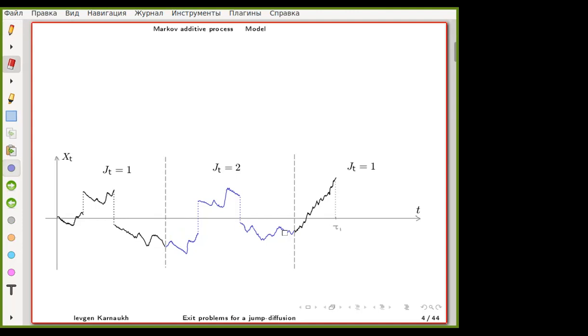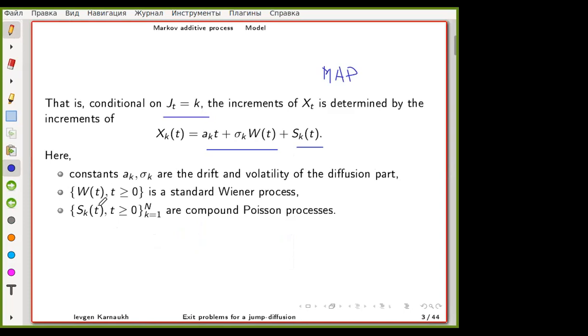Do you suppose that the Poissonian processes are independent or not? Yes, the standard Wiener process will be independent of all these Poisson processes, and this system of processes is independent. Okay, thank you.